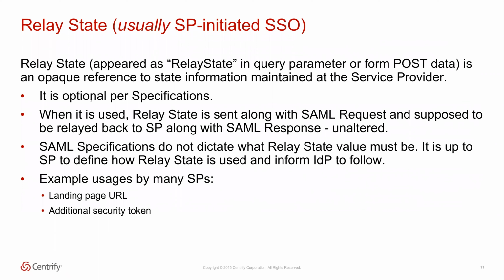This is optional. It is not always used. If the service provider says they don't use it and don't send it out, then it is not used. Now, what goes into this relay state value? The SAML specifications do not dictate what it is, and if I recall correctly, don't even suggest what it is. It is up to the service provider to decide how they want to use it and send it out, and when the IDP receives it, it simply returns it back.